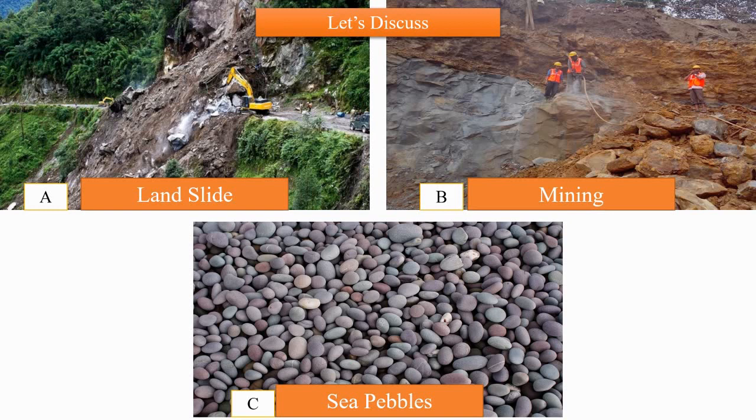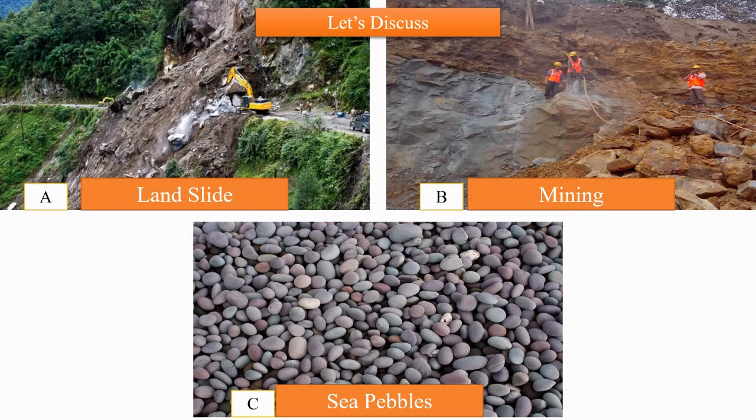In picture C, you can see some stones. These are known as pebbles or sea rock pebbles. You must have seen these pebbles in fish tanks or in people's houses for decoration. Pebbles come in various structures, sizes, and colors.